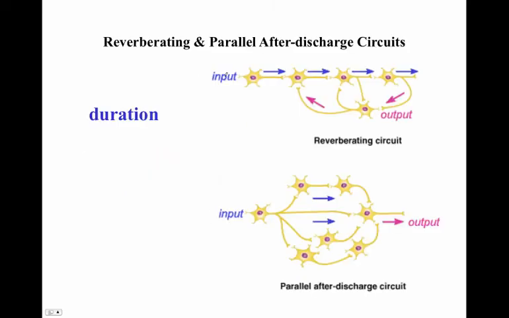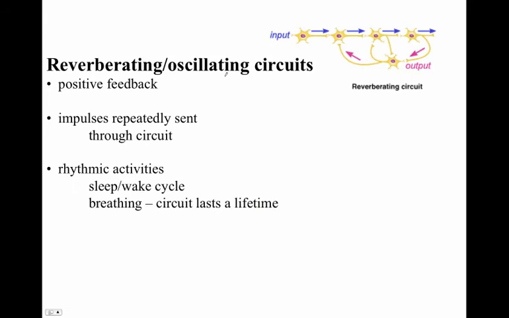Reverberating and parallel after-discharge circuits are important circuits for typically autonomic responses that we don't have to think about. Within these circuits then, we're interested in positive feedback, so we're going to enhance the original stimulus, and we have impulses repeatedly sent through the circuit. We see these a lot in rhythmic activities, our sleep-wake cycle, and breathing. These are circuits that thankfully last a lifetime, unless we have a problem.